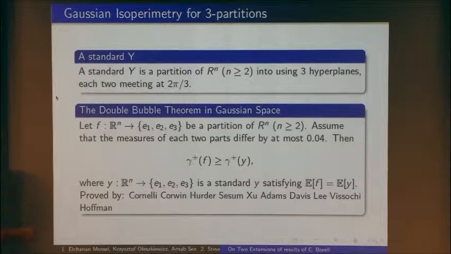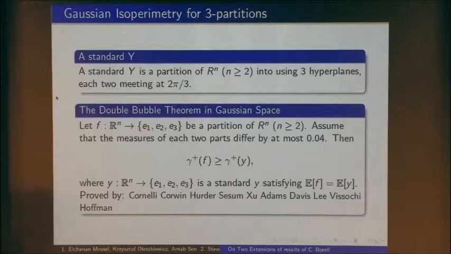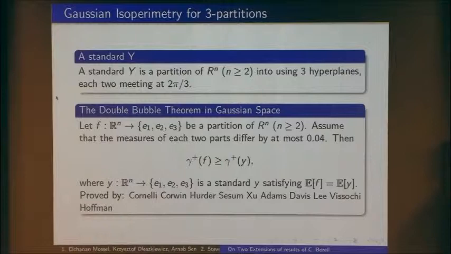120 degrees. Okay, so let me just draw. I should have done it before the talk. So this is the standard Y, where the center will determine the measure of the three sets. And what did these guys prove? They addressed the isoperimetric problem. So you want to find a partition like that which minimizes the surface area. And they said the standard Y minimizes the surface area, well, as long as all of the pieces are essentially of the same measure. So it shouldn't be that the difference between any two pieces in measure is more than 0.04.